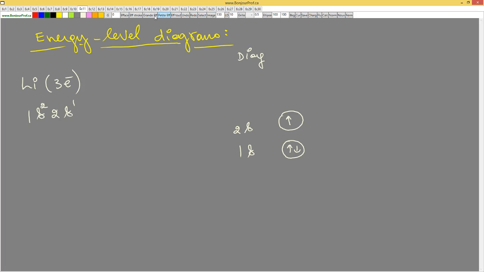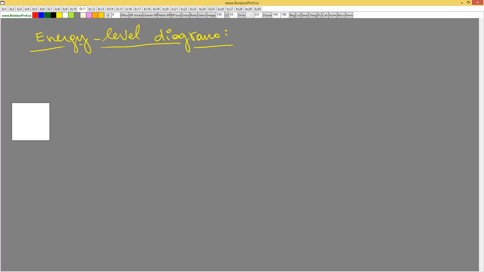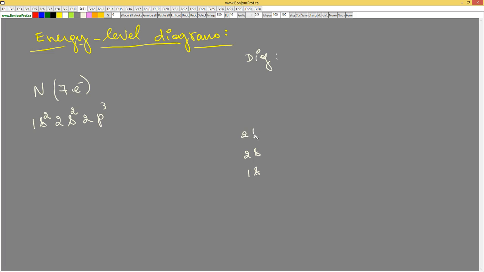What about nitrogen now? Are you okay? Good. Nitrogen N has how many electrons? 7 electrons. What is its configuration? 1s2, 2s2, 2p3. Again, this is the electronic configuration. What will be the diagram? So I'm going to put 1s, 2s, 2p.